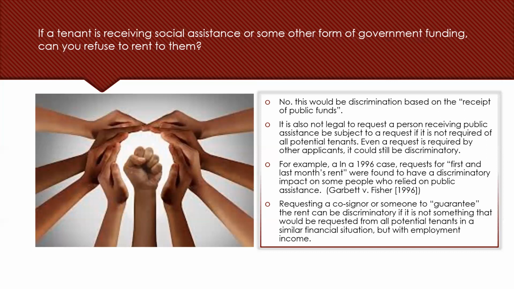Requesting a cosigner or someone to guarantee the rent can be discriminatory if it is not something that will be requested for all potential tenants in a similar financial situation, but with employment income. So an example of this would be, you have an application, the tenant says they make $3,000 a month, the rental unit is $2,500 a month, and they have decent credit and they've got good references, and you agree that you would rent to them until you find out that the $3,000 a month is a combination of ODSP and child tax credit and child support. And now all of a sudden you say, well, no, you need to have a cosigner. So that wouldn't work because you would have rented to them had they said they were employed at Canadian Tire, you would have rented to them. You only made that decision not to rent to them once you found out they were on receipt of public funds.